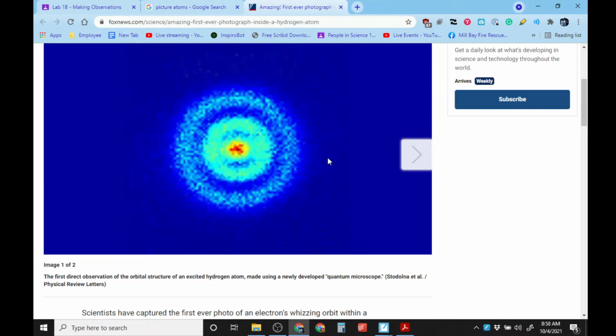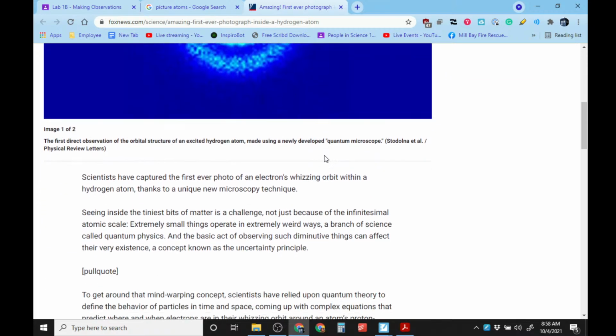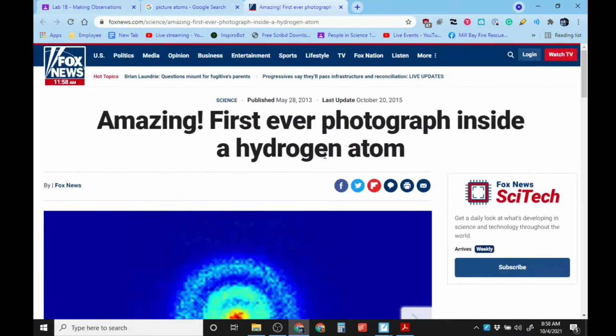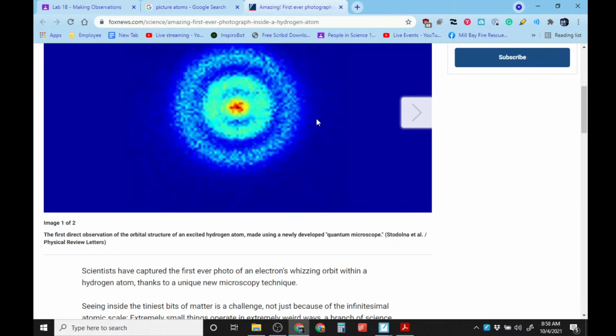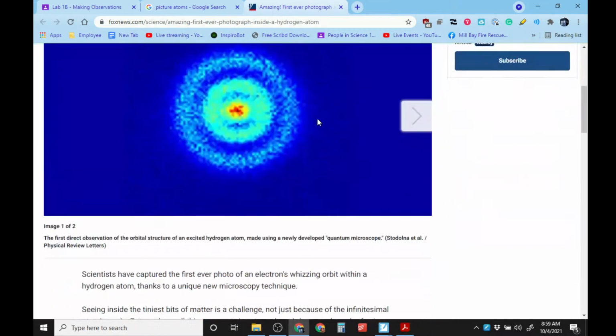So, yeah, we actually can see atoms now. I can't remember when this was done, but I think it was 2020. When was this printed? 2013. Last update. So it wasn't 2020, it was 2013. 2020 is probably when I heard about it.